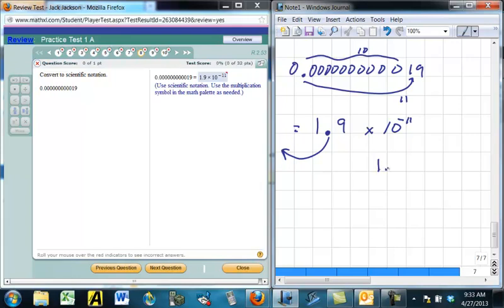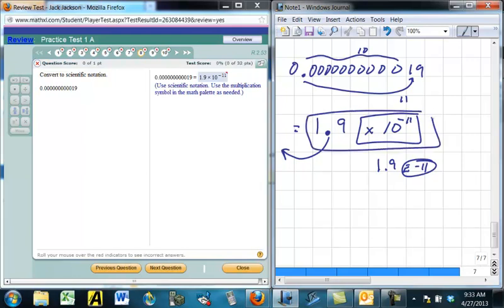On your calculator, that may show up as 1.9e negative 11 like this, but this is not really an appropriate way to write it. This should be written this way when you write it by hand. So, there we have it. Next question.